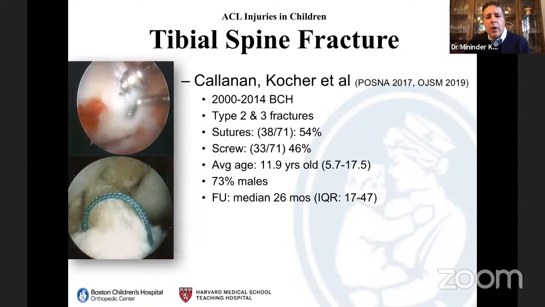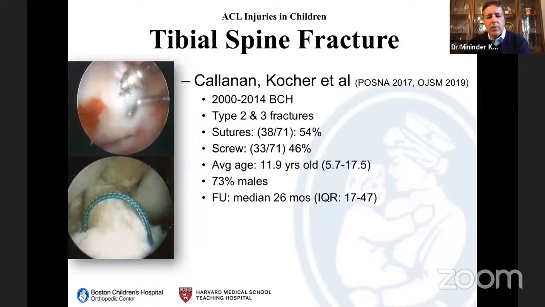We performed a comparative study. We presented at POSNA 2017 and it was published in OJSM last year, 2019. We looked at 38 suture fixation and 33 screw fixation cases, fairly evenly split.